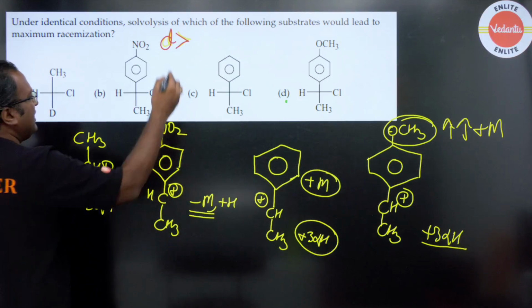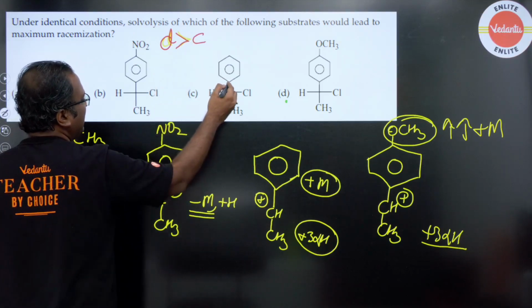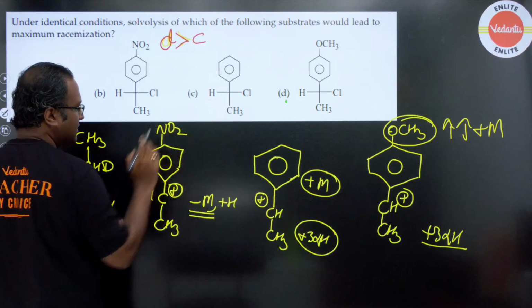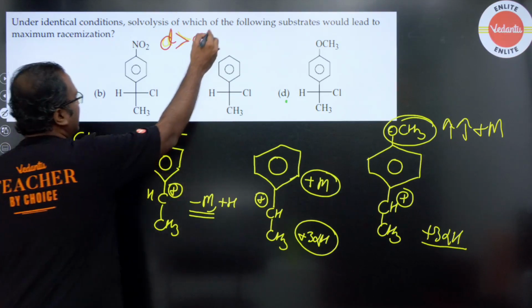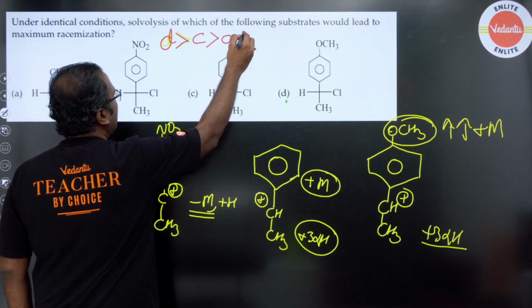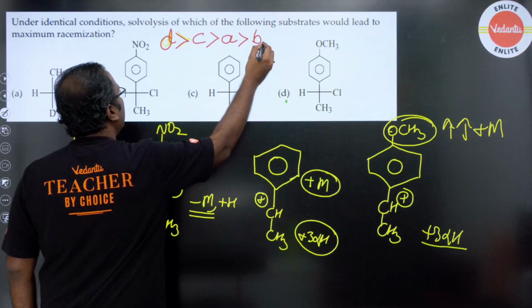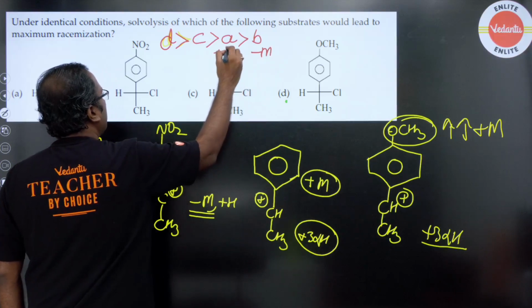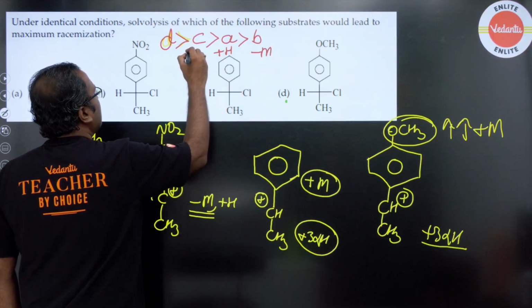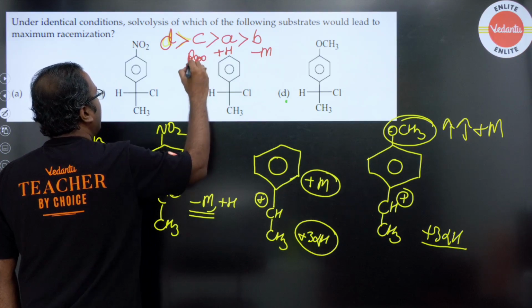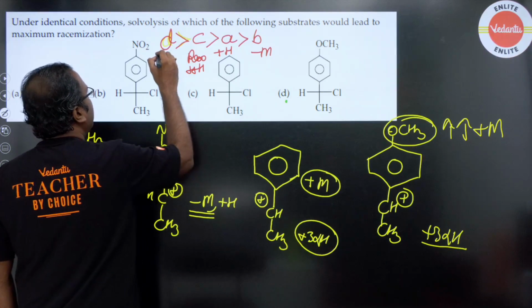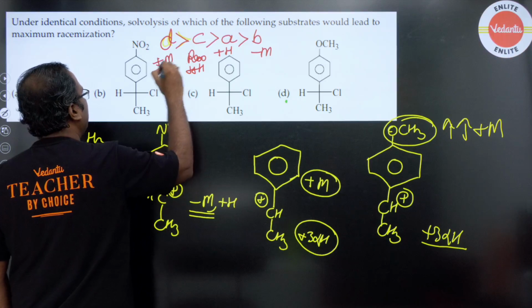After that we will have C because we have 2 stabilizing effects present here, methyl and CH3. After that we will have A because it does not have any destabilizing effect, and then last B. Here the dominating effect was minus M, here the dominating effect was plus H. Here we had resonance along with plus H and here we had very strong plus M effect.